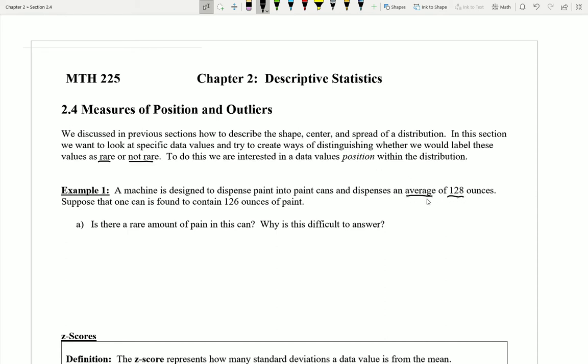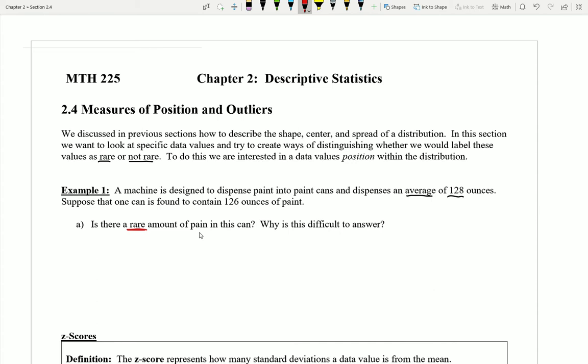But again, that's just on average. Sometimes there might be a little bit more, sometimes a little bit less, it just kind of depends. Suppose that one can is found to contain 126 ounces of paint. Now, obviously, we can see that's below average. But the question we would really be interested in posing here is, is there a rare amount of paint in this can? Is 126 considered rare, as in not very likely to happen?